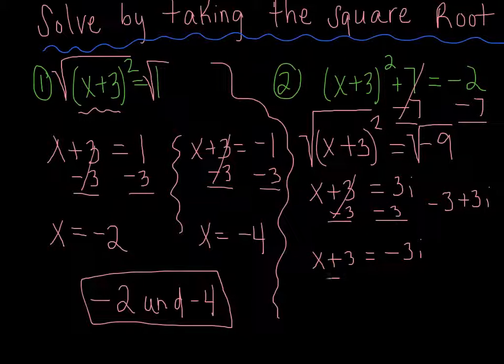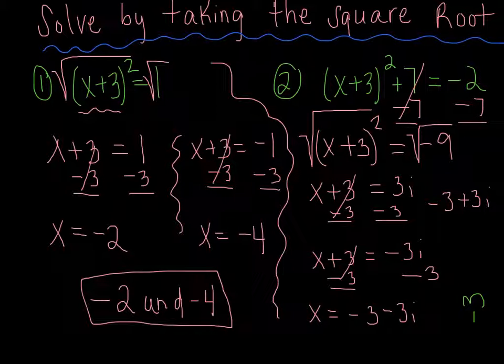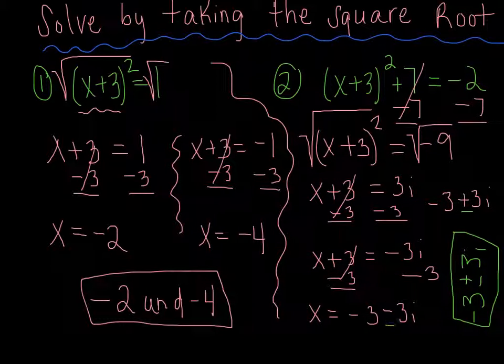And then the second one we'll subtract 3 from both sides. Again, we're not actually subtracting 3 from 3i because they're not the same terms. And you're left with negative 3 minus 3i. Now, since the answers look very similar, we can write this as negative 3 plus or minus 3i. We can leave our answer like that since we had a positive answer and a negative answer.